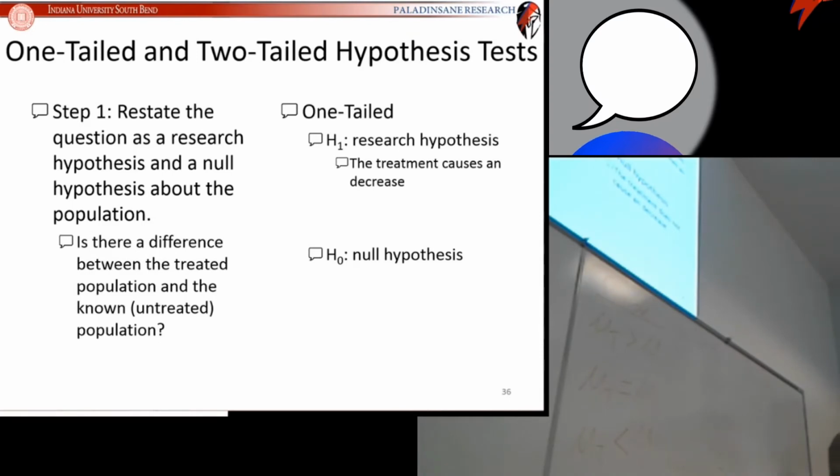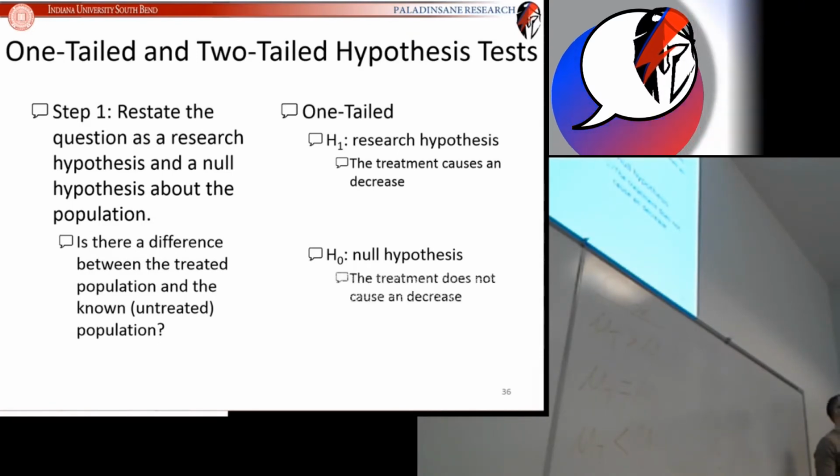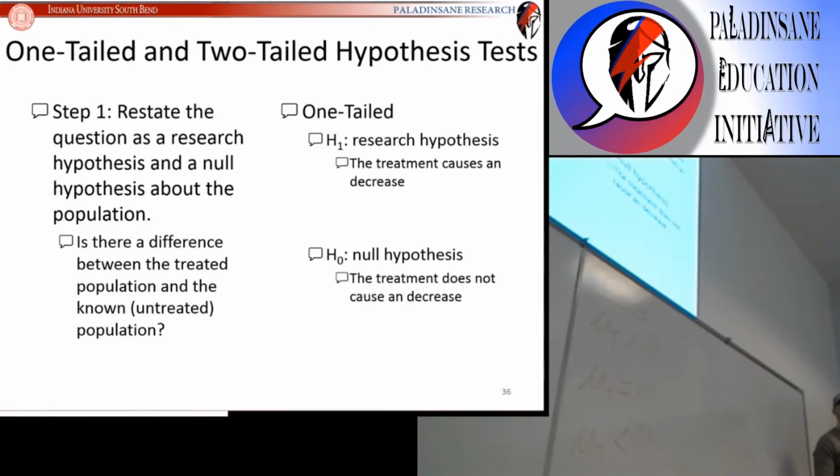Null hypothesis, complete opposite. Treatment does everything else. Treatment does not cause a decrease. So the treatment causes a decrease is this one right here. The mean of your treated population is less than. Your treatment made it smaller. That's the research hypothesis for the one-tailed decrease test.